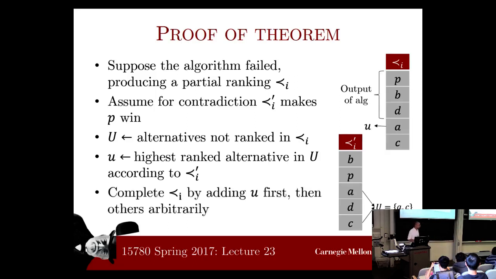So what do we do? We complete this ranking by putting u next and then adding the other unranked alternatives in some arbitrary order. And again, we want to get a contradiction by saying this should actually have been fine, at least putting u in the next position. You shouldn't have been stuck at that point.